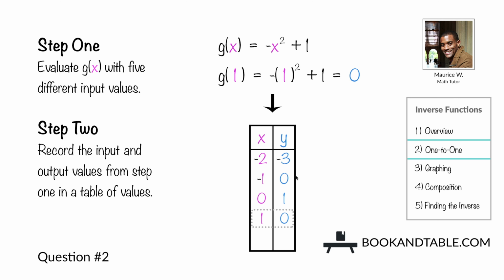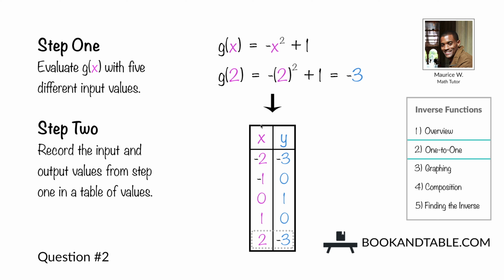For g of positive 1, we get 1 squared, which is 1. Negative 1 times 1 is negative 1. And negative 1 plus 1 is 0. So the input is positive 1 and the output is 0. In the fifth point, for g of 2, we get 2 squared, which is 4. Negative 1 times 4 is negative 4. And negative 4 plus 1 is negative 3. So the input is 2 and the output is negative 3.